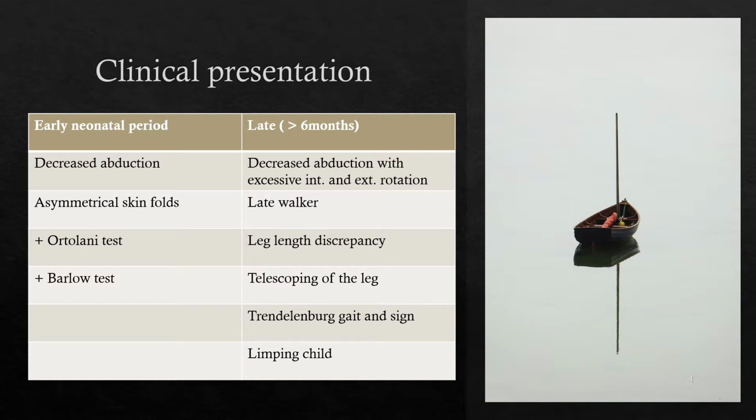If they are presenting a bit later, beyond 6 months of age, they usually present with decreased abduction, with excessive internal and external rotation. They can be late walkers with leg length discrepancy, telescoping of the leg, Trendelenburg gait and sign, and limping.